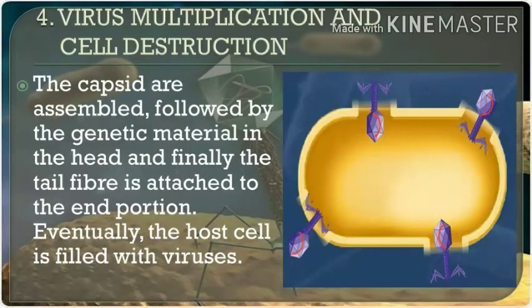Now that the genetic material as well as viral parts are replicated, the host metabolism assembles new viruses from scratch. The capsid is assembled, followed by the genetic material in the head, and finally the tail fiber is attached to the end portion. Eventually, the host cell is filled with viruses. Once the assembly is completed, the virus releases an enzyme that disintegrates the cell wall from within, thus destroying the host cell. The viruses are individual and free now.